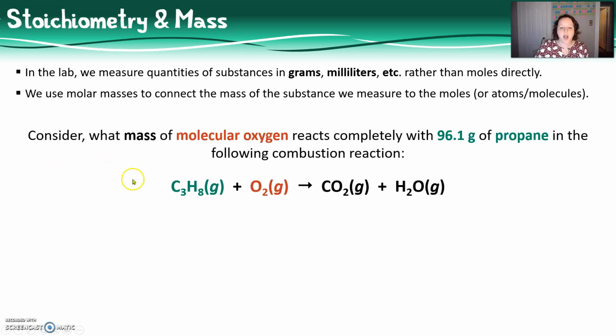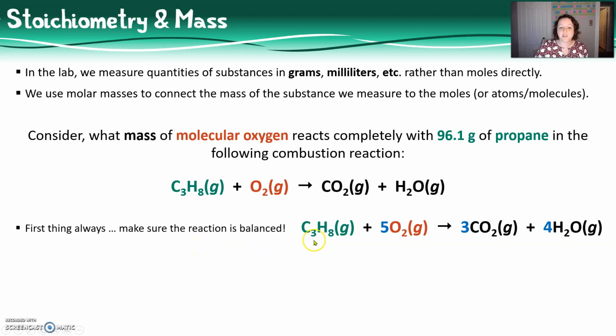Next, we'll consider a more complicated reaction, the combustion of propane. We want to solve for the mass of oxygen that is required to completely combust 96.1 grams of propane, or C3H8. But first, don't forget to check that your reaction is balanced. In this case, the reaction we were given is not balanced, and if we were to proceed with our calculations without balancing it, they would be incorrect. So from here forward this semester, whenever you are given a reaction in a problem, always check if it is balanced before doing anything else in the problem.